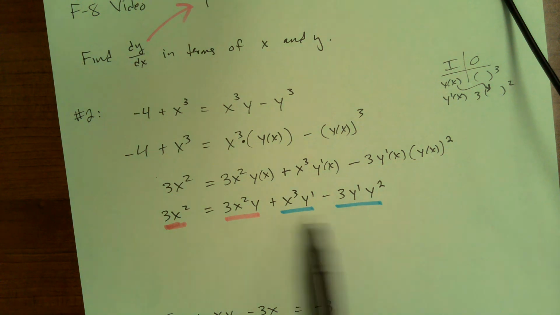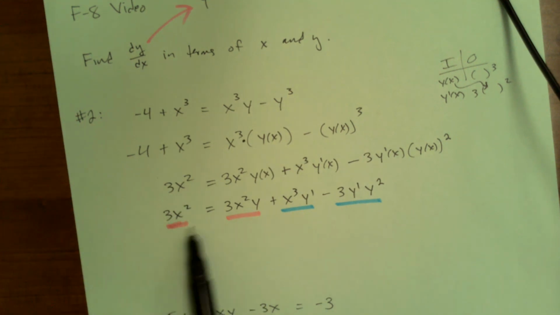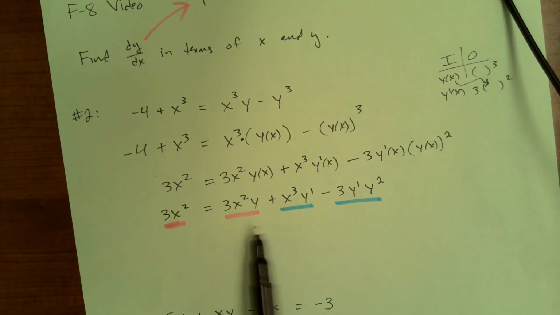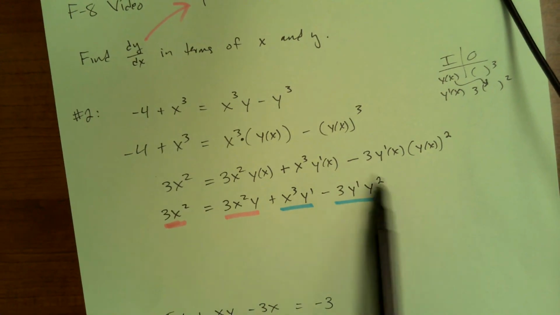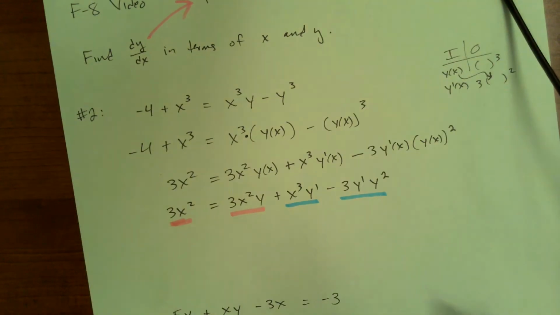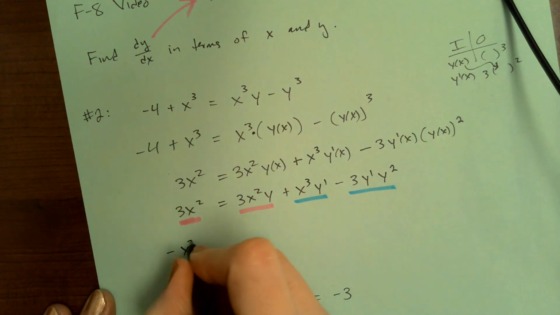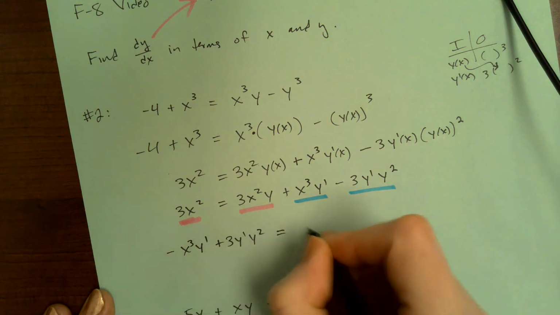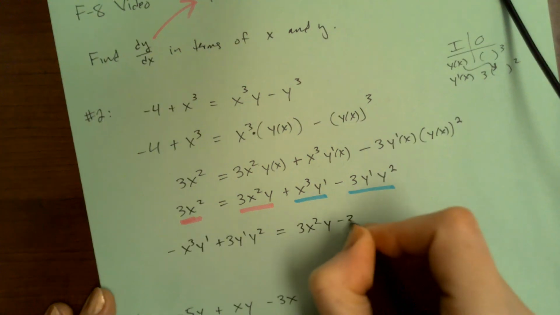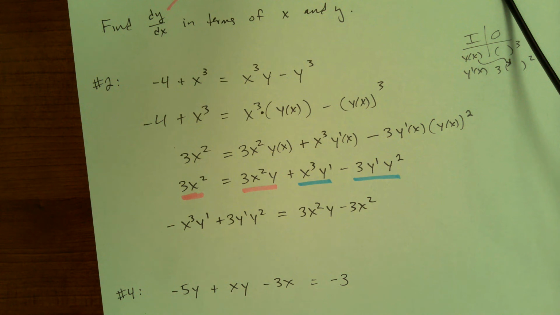The y prime terms, I need them on the left, and I need the non-y prime terms on the right. So I'm going to subtract this one from both sides to put it over here. And I'm going to subtract this one from both sides to get it over there. And I'm going to add this one to both sides to also get it over there. So I'm going to end up having negative x to the third y prime plus 3y prime y squared equals 3x squared y minus 3x squared. Okay, so I've separated the y prime terms from the non-y prime terms.